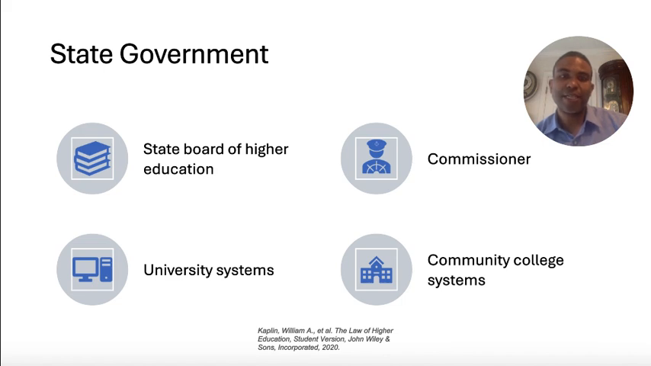And usually, whether there is a board or not, there is a commissioner of higher education in some form or another. And then you've got university systems. Texas has multiple university systems. And then you've got community college systems in some states. Texas doesn't do that, but some states like Colorado do.